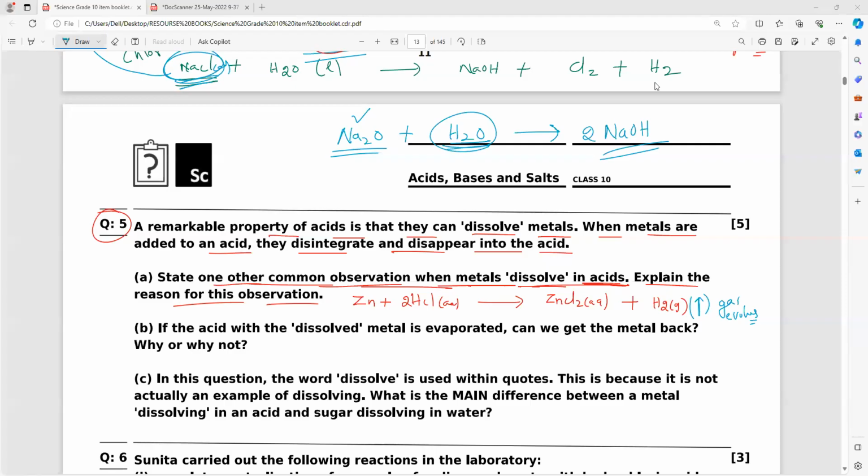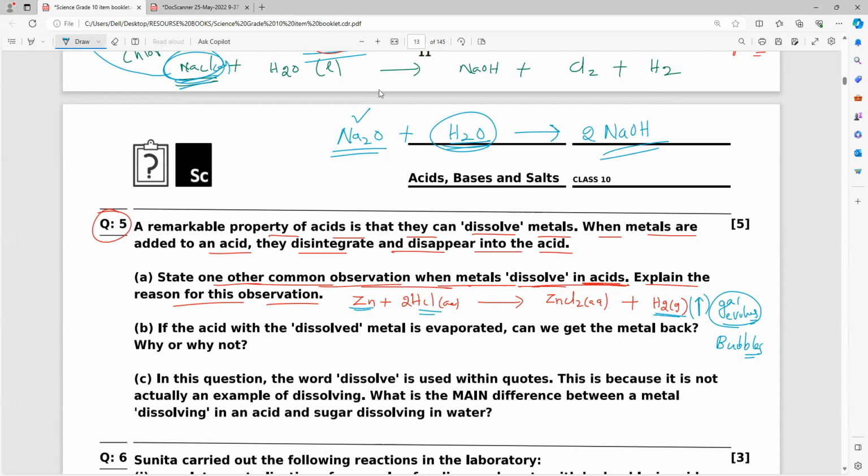Anybody? When acid reacts with the metals, you all see page number 19, second chapter. How do acids react with the metals? What will happen? There will always be evolution of gas. Evolution of gas means we can notice it in the form of what? Bubbles. Am I right or wrong? So bubbles are forming. The bubbling is seen. The bubbles are formed because of evolution of a gas.